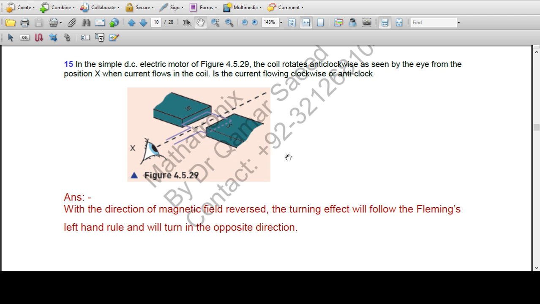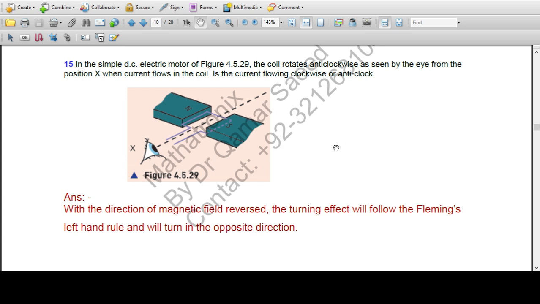Just use your Fleming's left hand rule. This north to south is the field direction, and when the current is going inside, the force will be downward. If the current is coming outside, the force will be upward. So this is upward and this is downward, which means this is anti-clockwise. If the current is coming out from this side and going in from this side, then the direction will be clockwise. So this is simple.